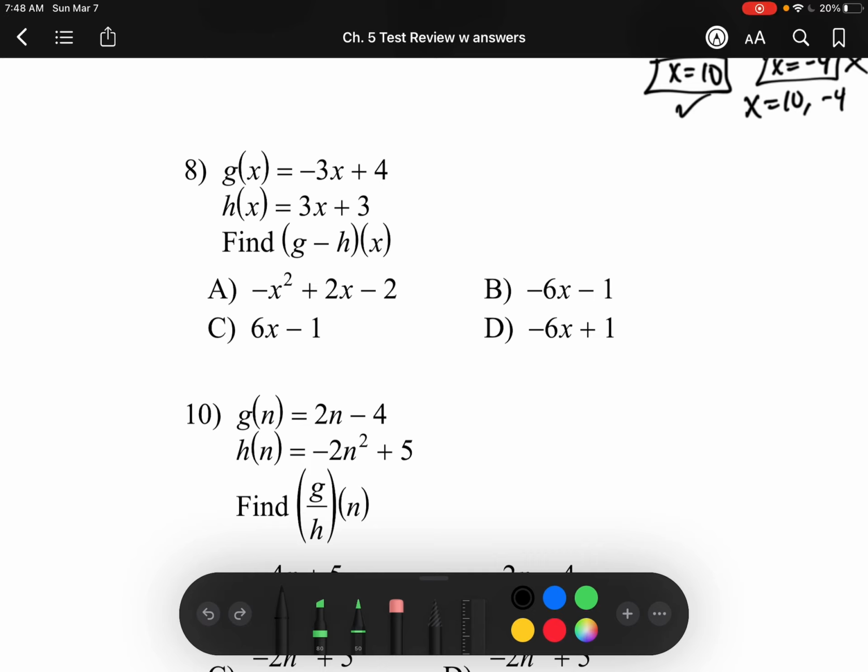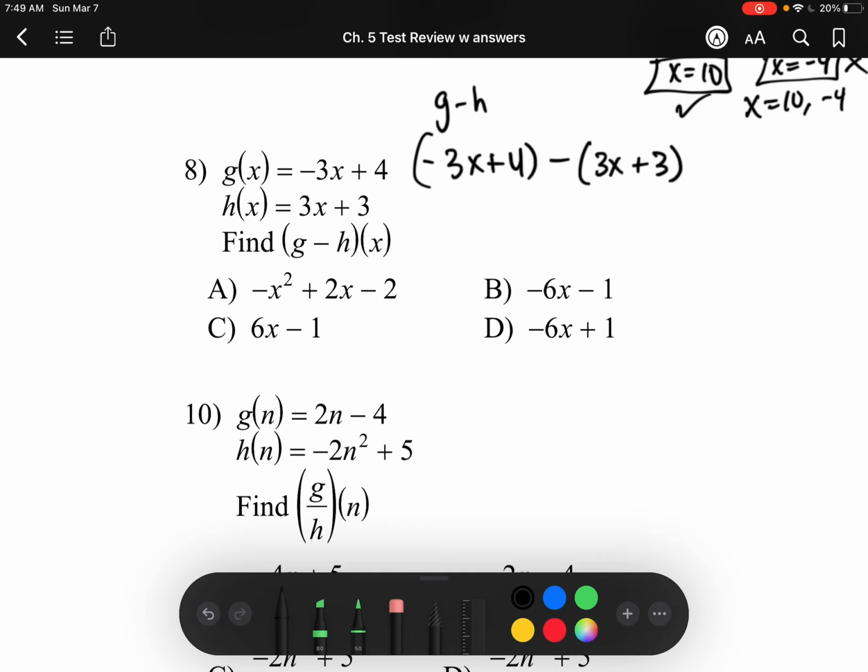And remember, when you're doing subtraction or division, the order is important. In addition and multiplication, the order doesn't matter, but when you're subtracting or dividing, it does matter. So we got to make sure that we write function g first and that we're subtracting function h from it. All right, so this is g minus h. Let me write it a little higher. G minus h. So g is negative 3x plus 4. And I'm subtracting function h from it, which is 3x plus 3.